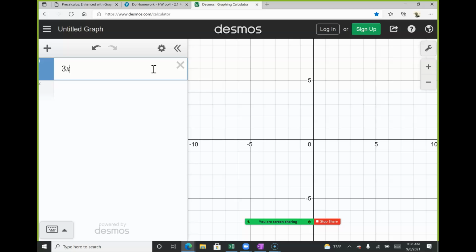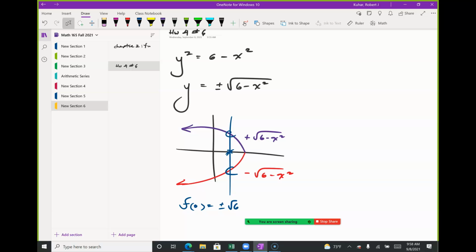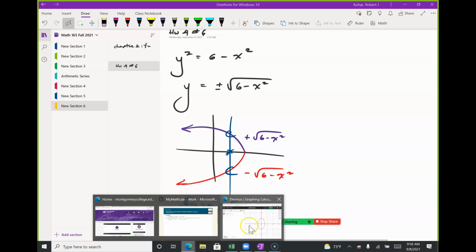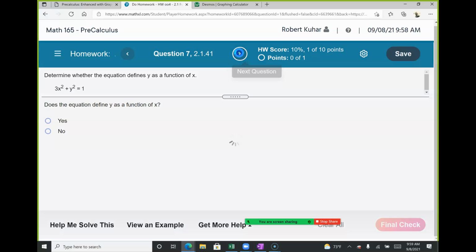So 3x squared plus y squared equals 1. So I get an ellipse, right? And you can clearly see at 0 there are 2 heights. So not a function. So when you're doing these things, it's nice to graph on Desmos. Some of them you can solve for y and graph on your calculator if you're doing that plus or minus piece.